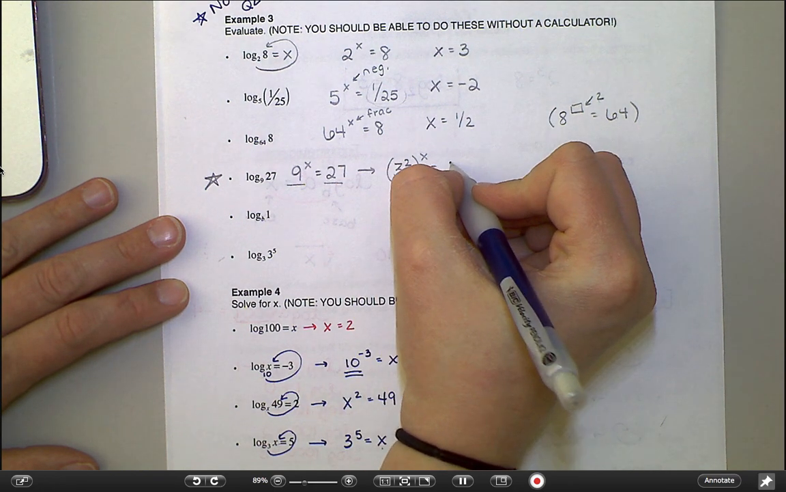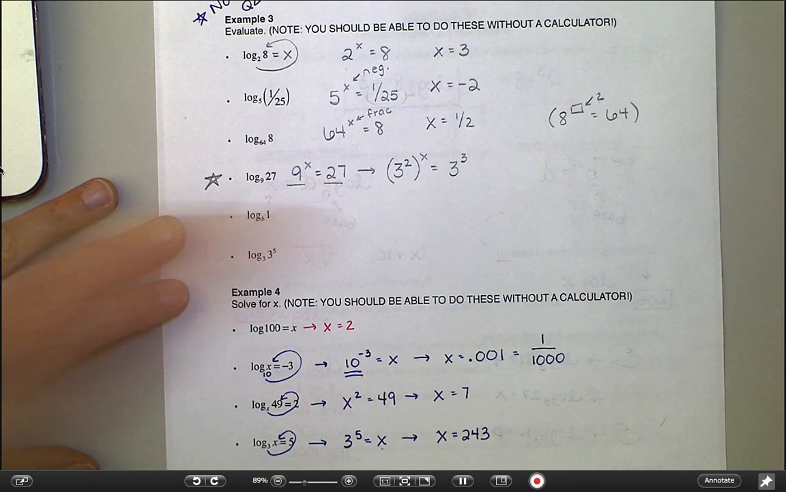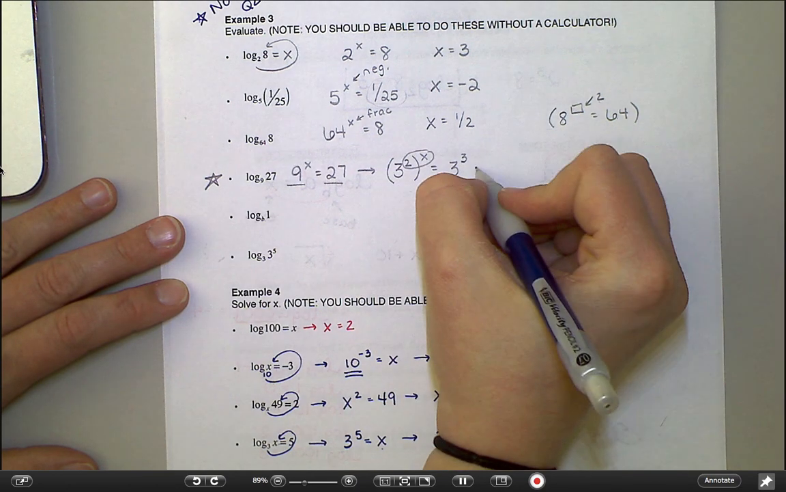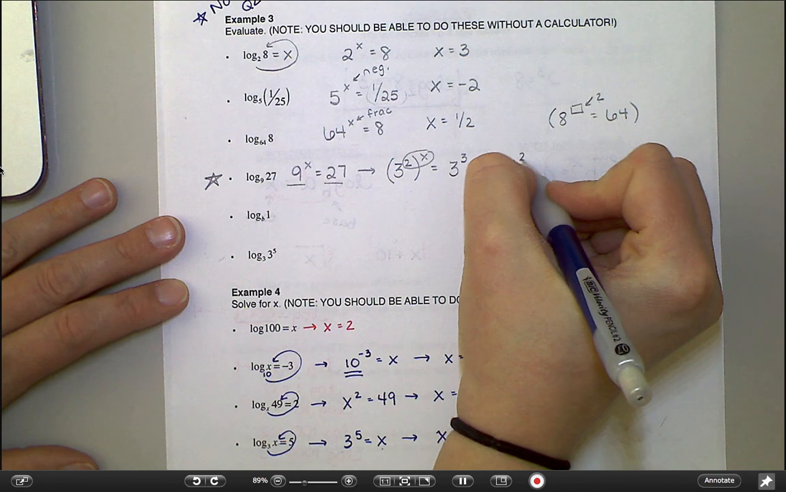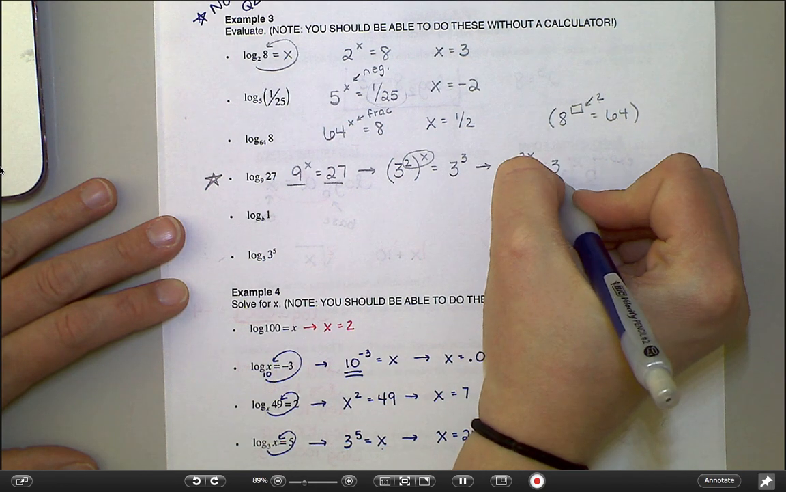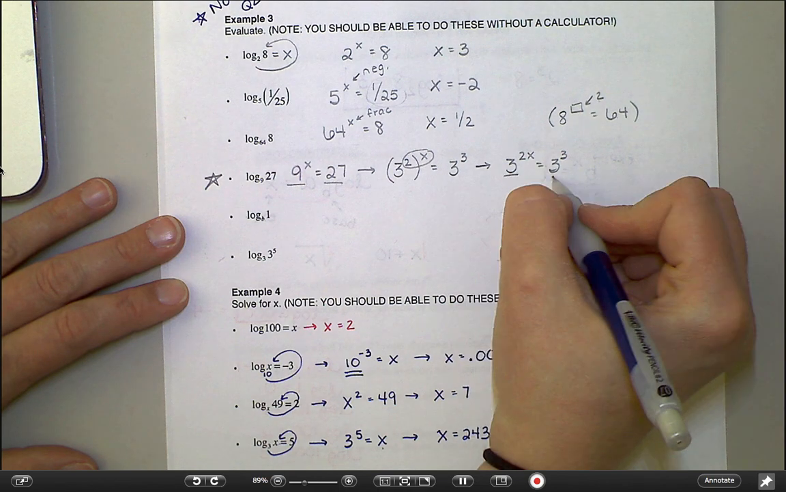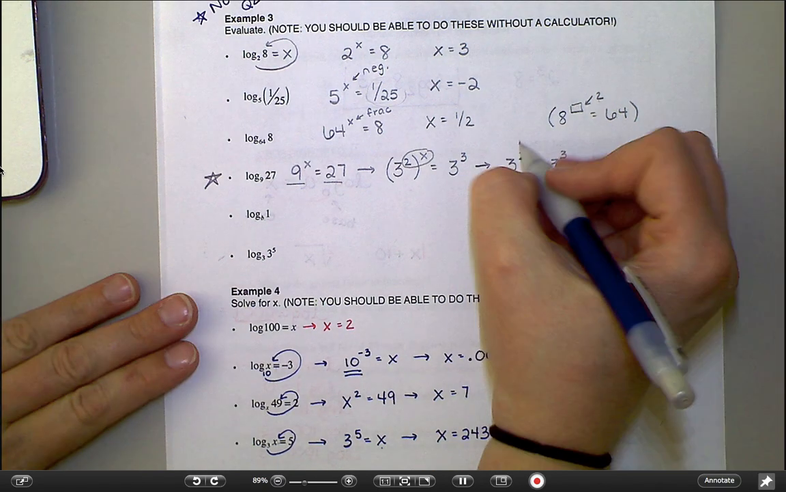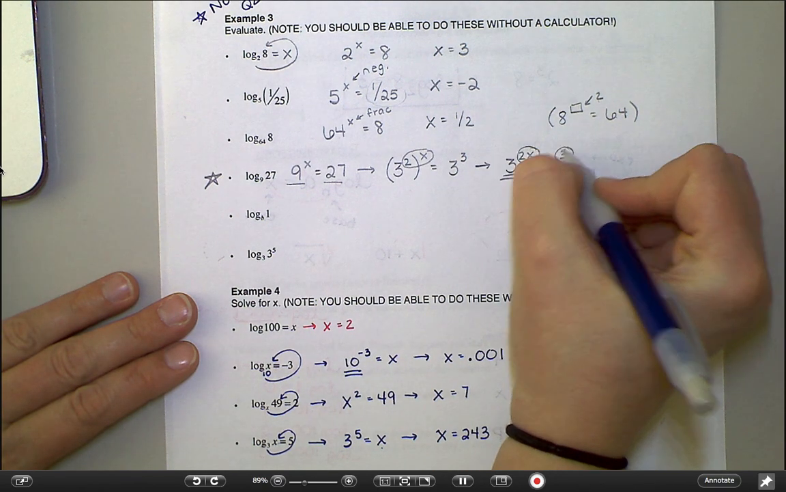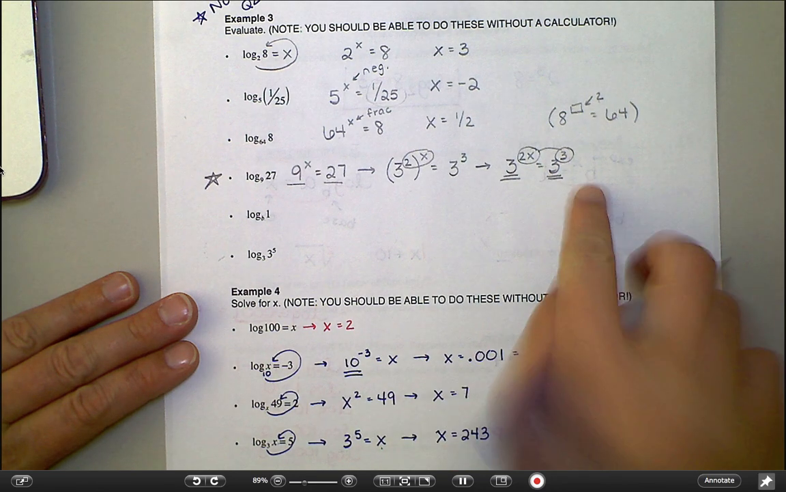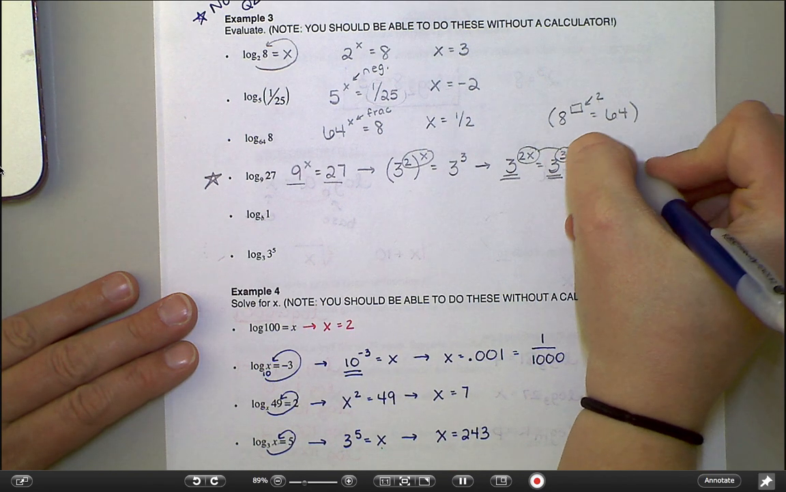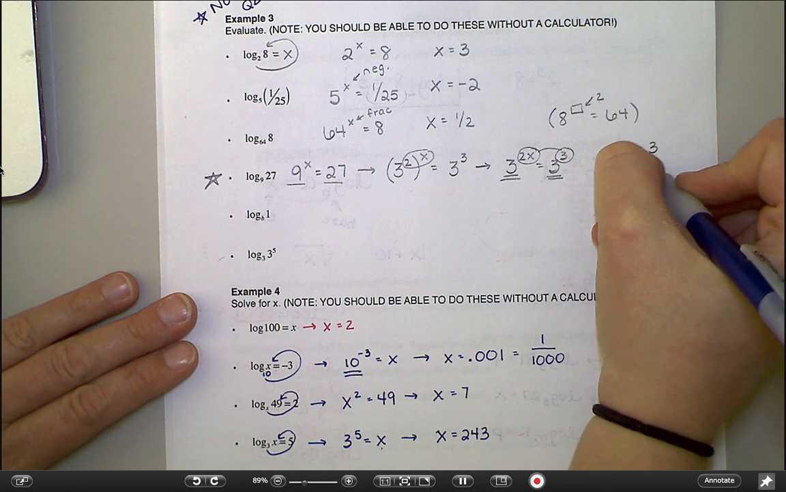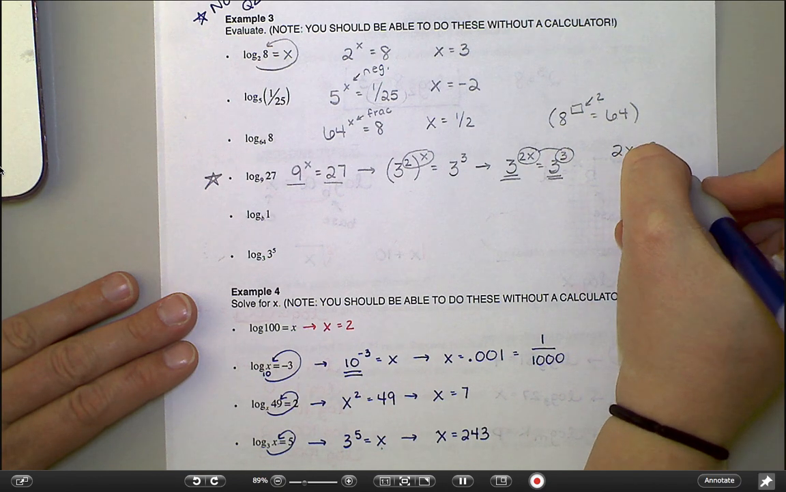And then 27 I'm going to write as 3 to the third power. Okay? And then here, the only thing I'm going to do is put this 2 and this x together. So I'm going to make it 3 to the power of 2x equals 3 to the power of 3. And now that their bases are the same, now that these two numbers are exactly the same as each other, I can say that this exponent must be equal to this exponent, right? These two things have to be equal to each other. So then I would just go over here and say, well, 2x must equal 3. Divide by 2, and I get x equals 3 over 2, or 1.5.